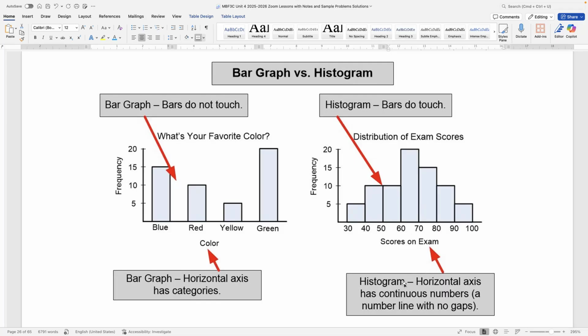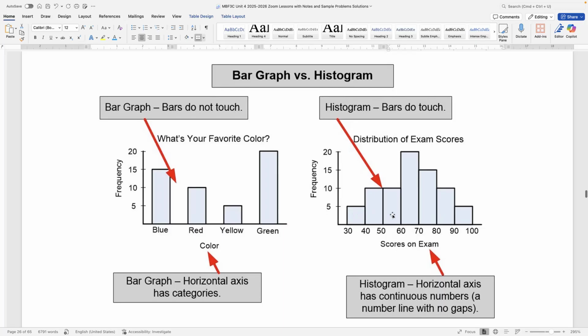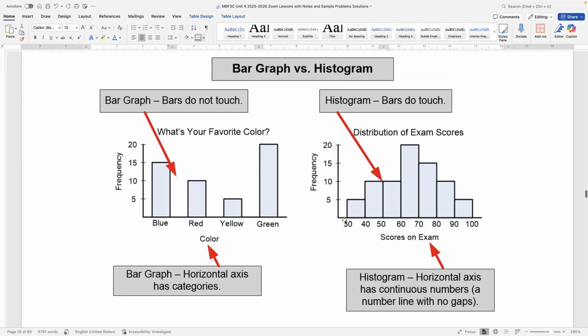In a histogram, the horizontal axis has continuous numbers, so a number line with no gaps. Okay, there are no gaps here. Between 30 and 40, between 40 and 50, between 50 and 60, and so on. So this bar will be between 30 and 39, 40 and 49, 50 and 59, and so on. So there is a good visual explaining the difference between the two.